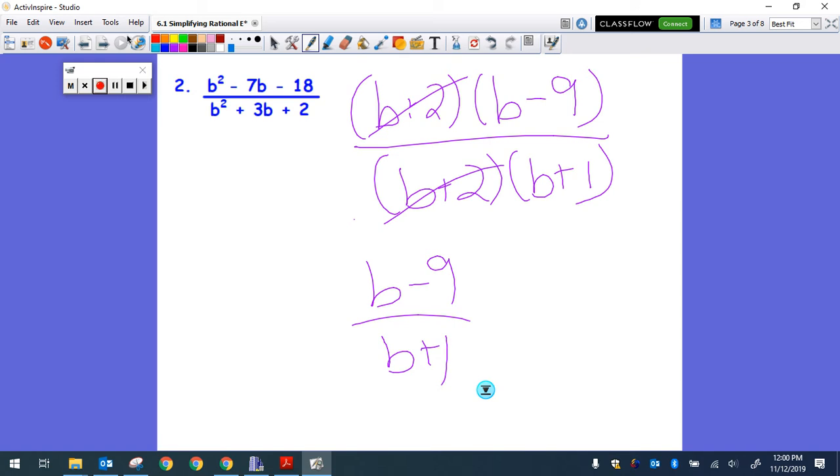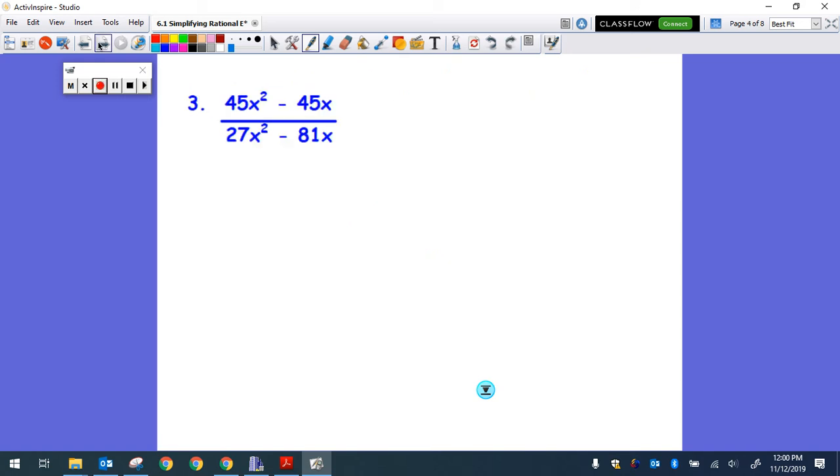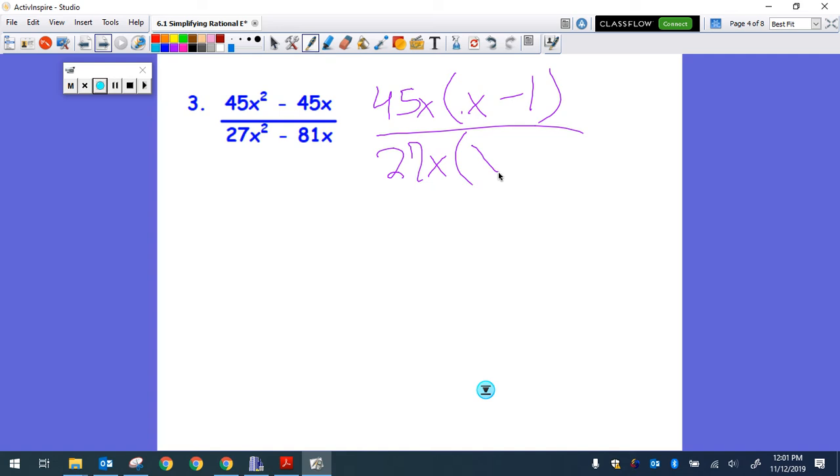So basically we're just reducing and seeing what will cancel. Let's do another one. On top, I can take out a 45x. And that leaves me with an x minus 1, if I divide both of those by 45x. On bottom, I can take out a 27x. And that leaves me with x minus 3.